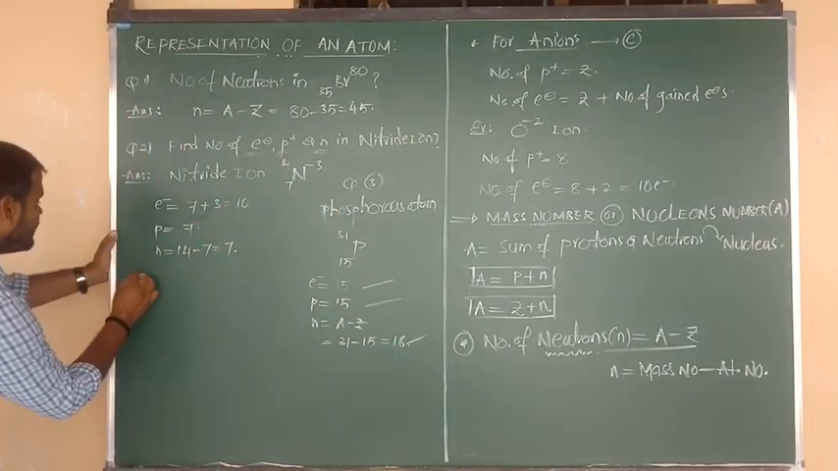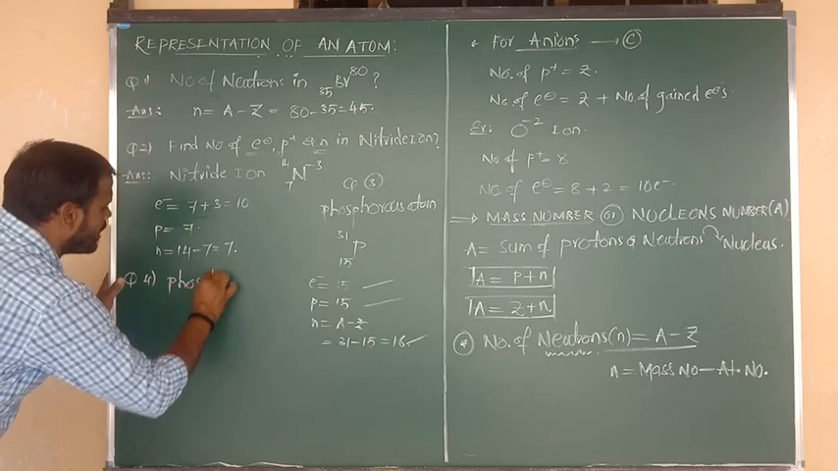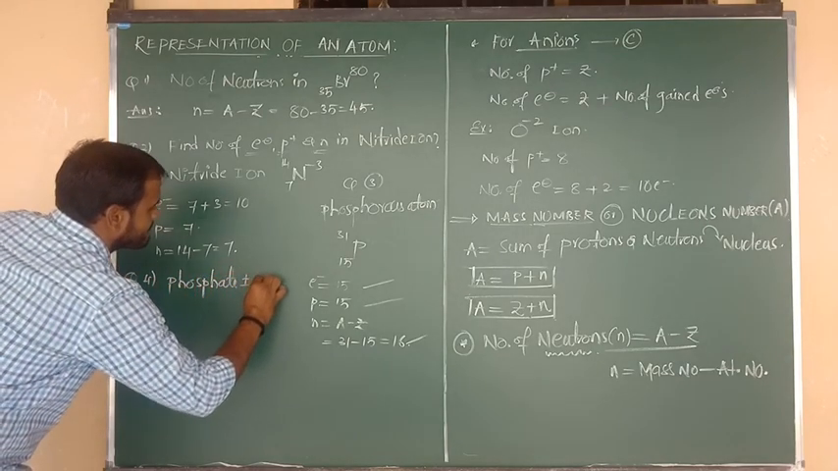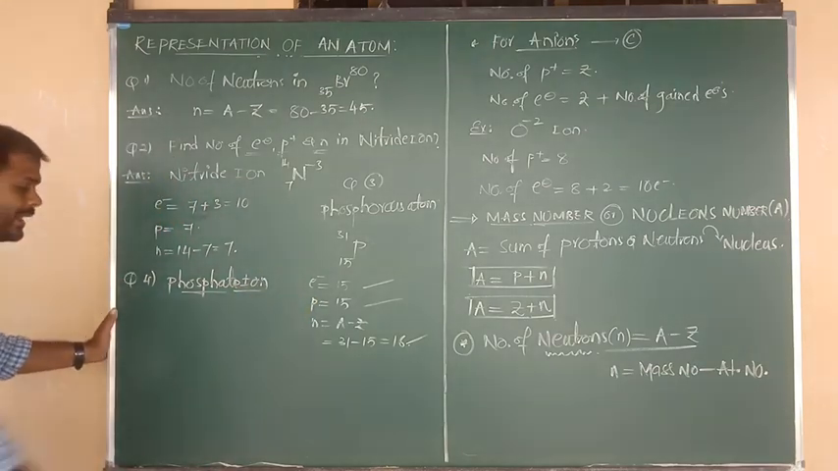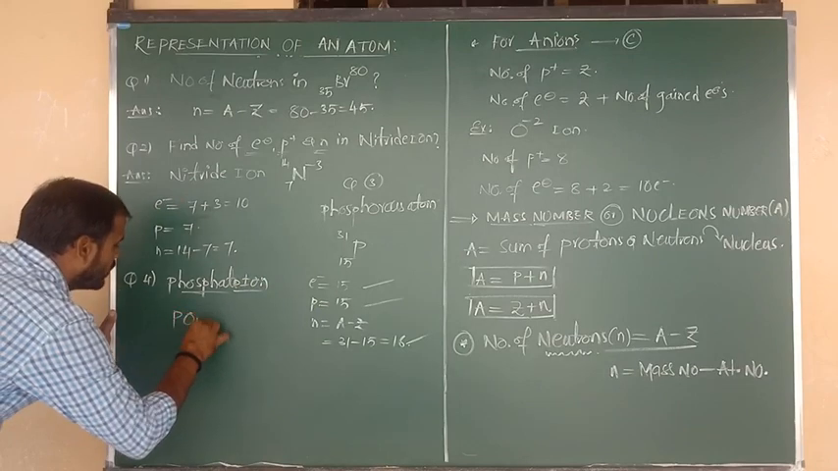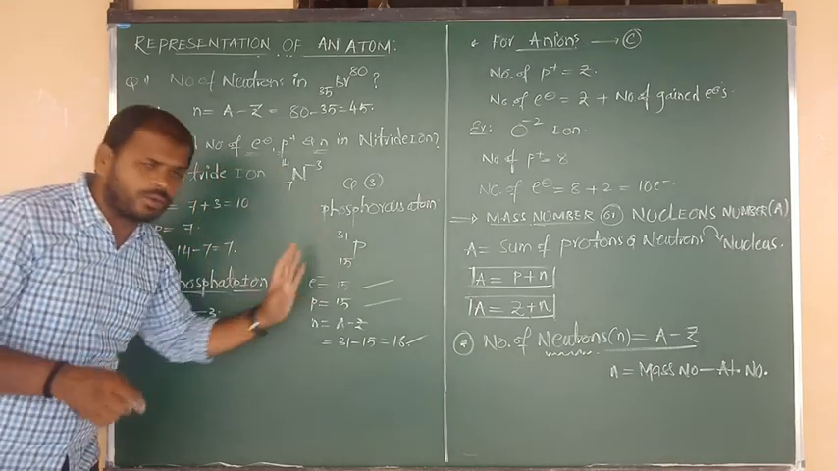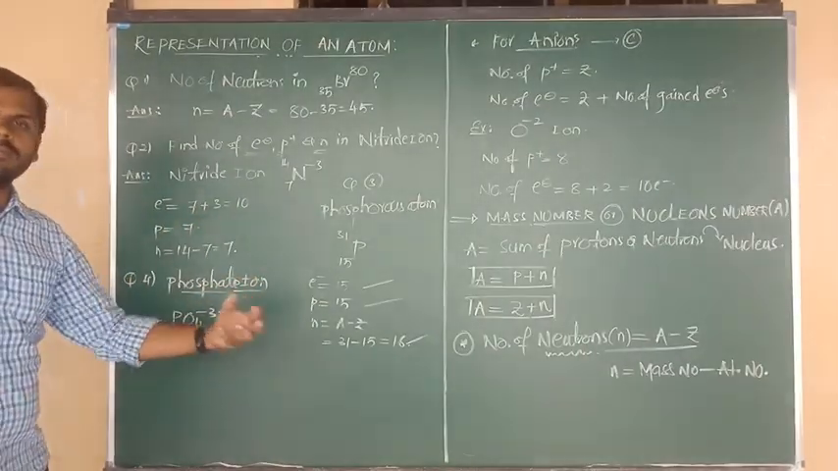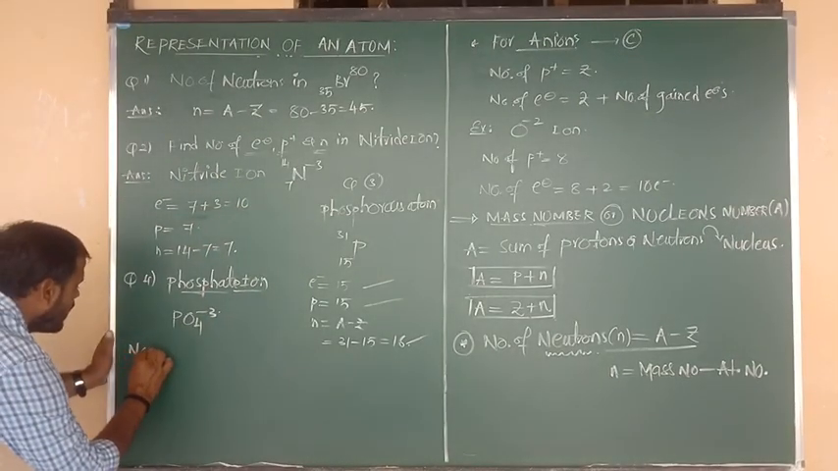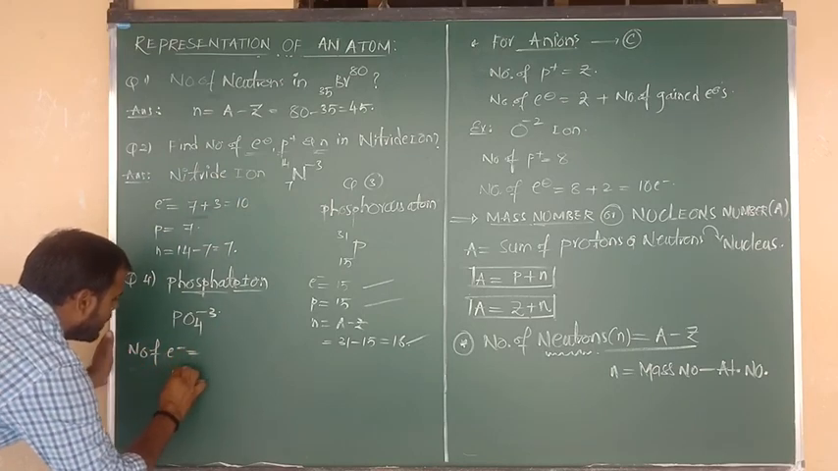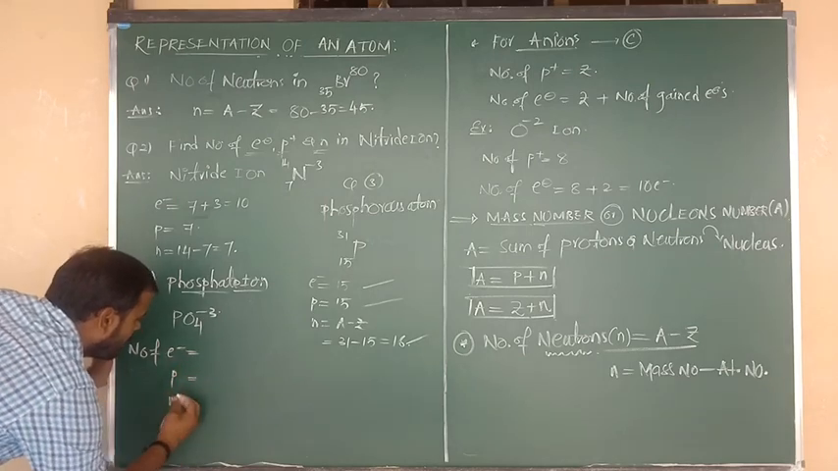In that same way, I am going to give you question number 4: the phosphate ion. Which ion? The phosphate ion. What will be the formula of the phosphate ion? The formula of the phosphate ion is PO4 minus 3. Not only in cations and neutral atoms, but also in ions and molecule-type substances, we can calculate the number of electrons, protons and neutrons. Let me go one by one for all.